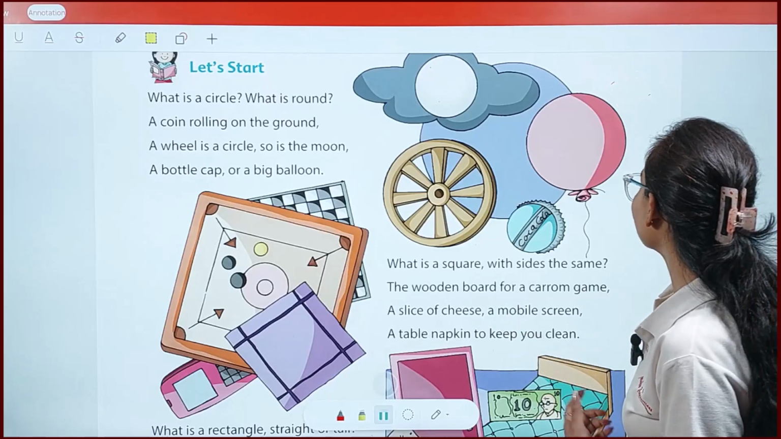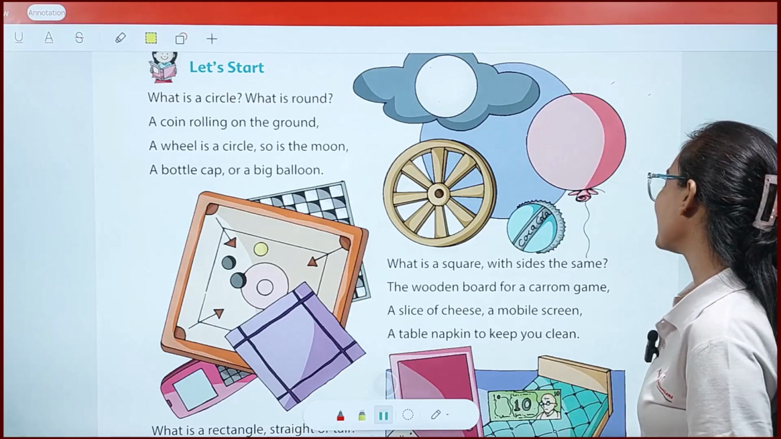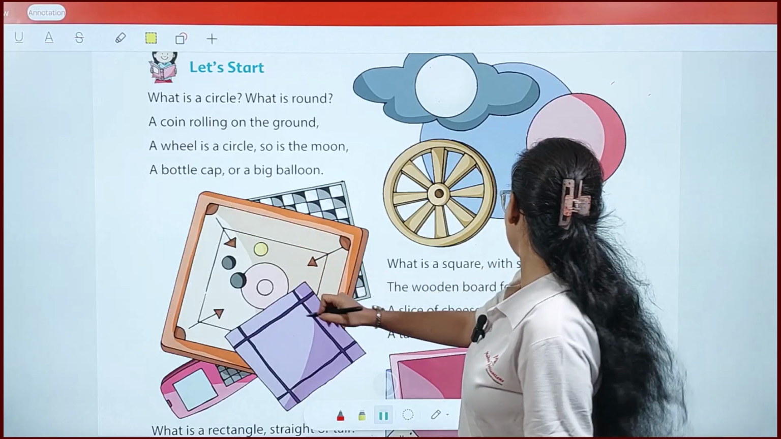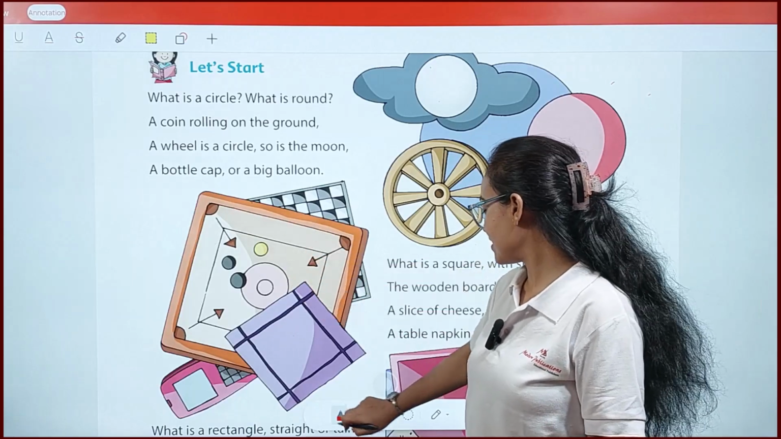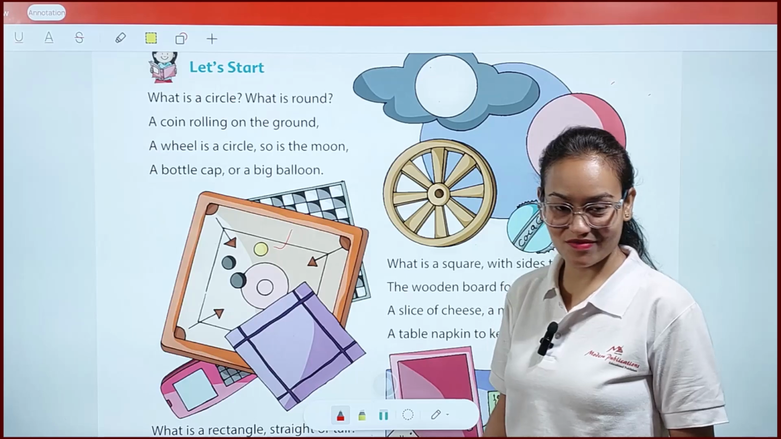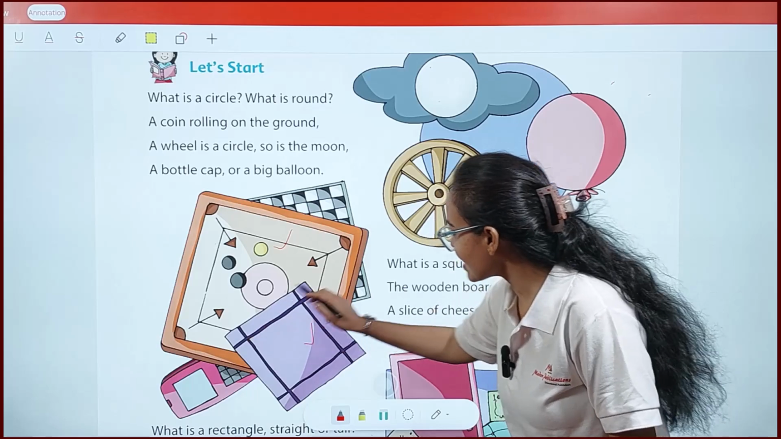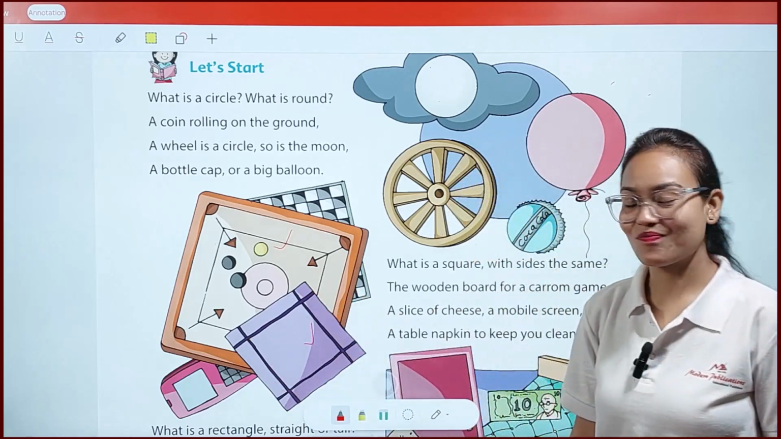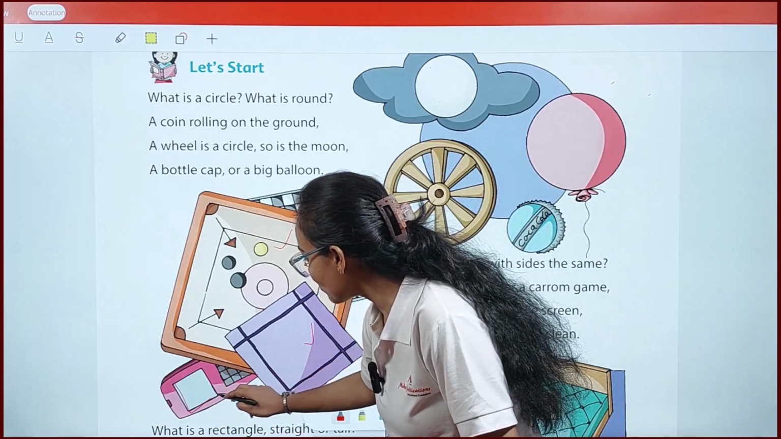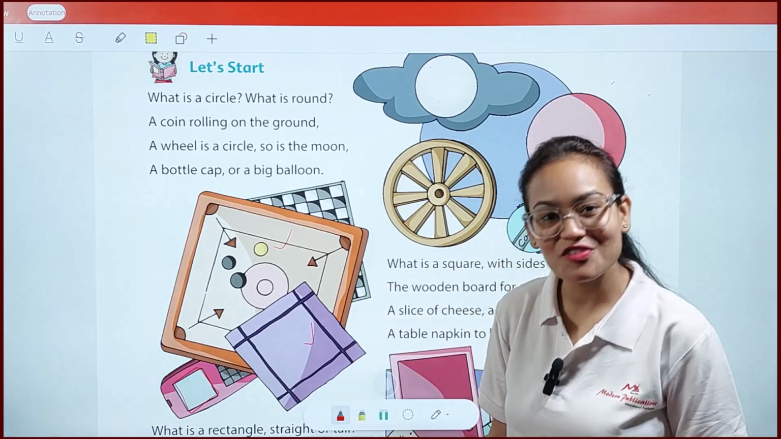The wooden board for a carom game, the slice of cheese, a mobile screen, a table napkin to keep you clean. Now, what are the examples of square? You can see this is the wooden board of carom game. You love playing carom. This is an example of square. And this is a table napkin having all the sides the same. So this is an example of square. And after that, the mobile screen. Here you can see the mobile screen. The screen of a mobile is also an example of square.